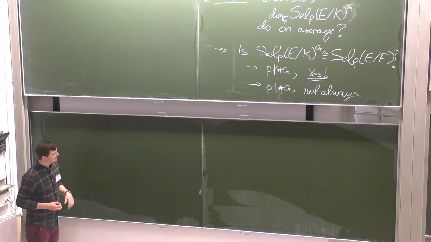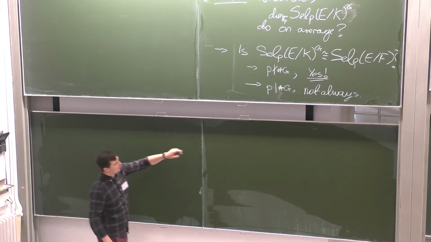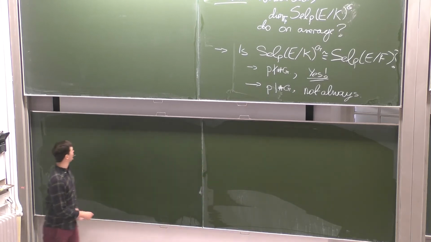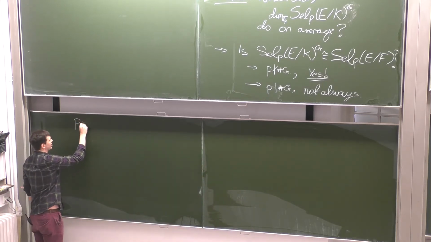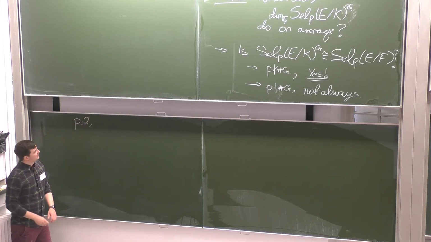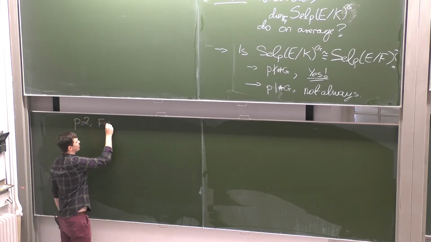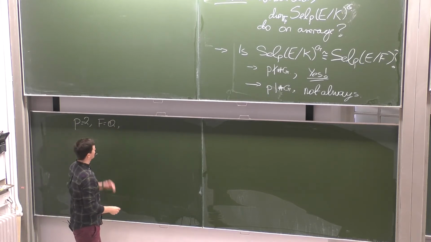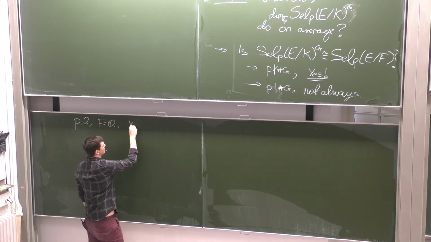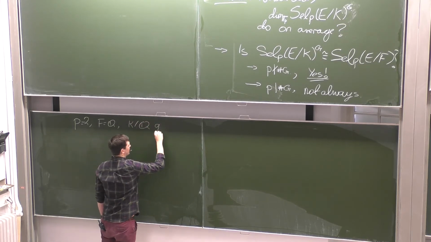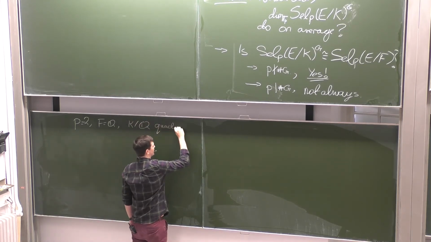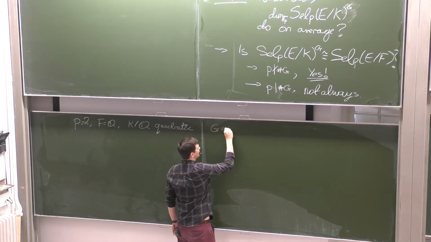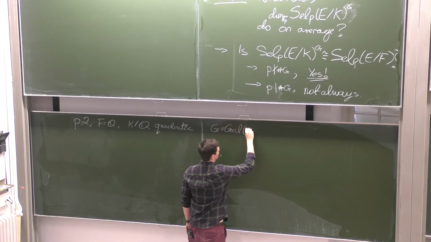Okay. So I want p to divide the order of the group. I guess I should take p as small as possible. So let's take p equals 2. Let's make that as easy as possible. Put F on the rational numbers. And since p has to divide the order of the group, let's make K a quadratic field. And of course, G is then cyclic of order 2.